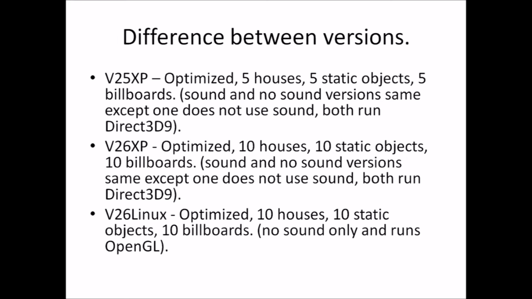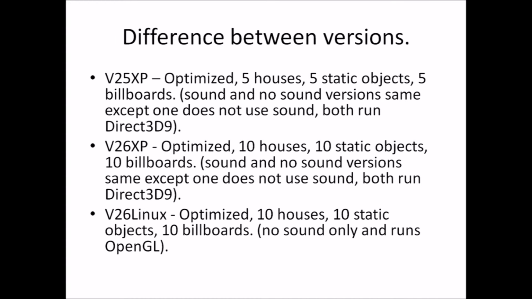Now I'm going to talk about the difference between each version. Version 25, the optimized point on this means that it contained the water, all the optimization features that were mentioned previously. So this had 5 houses, 5 static objects, and 5 animated billboards. There is a sound and a no sound version, and both of these versions use Direct 3D9.